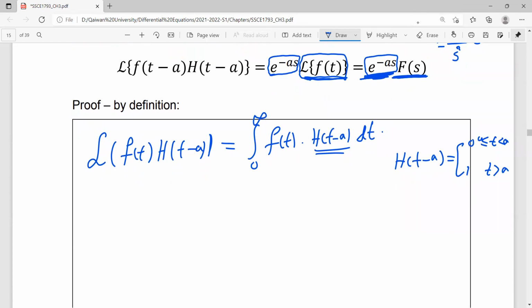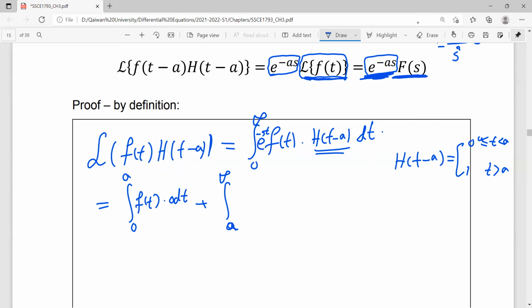Okay. Now we say it equals the integration from 0 to a plus the integration from a to infinity. For 0 to a, you have f of t multiplying by 0 dt plus, for this one, here you have e to the power minus st. I forgot to write that down.